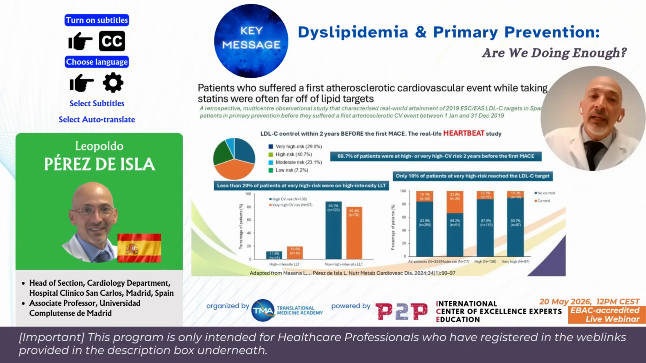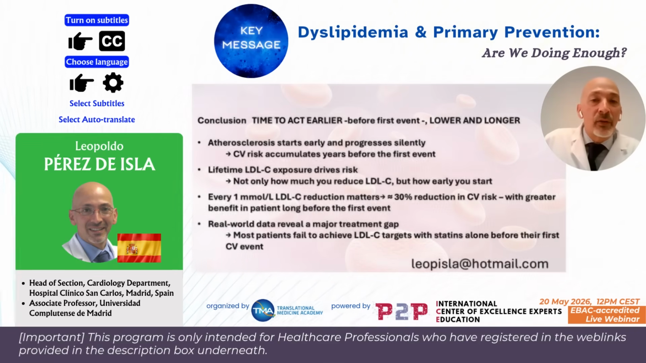In this study, in which we enrolled patients with a first acute myocardial infarction, we observed what happened in the 2 years before. And we saw that almost 70% of patients were at high risk or very high risk before this first MACE, that less than 20% of patients at very high risk were on high intensity lipid lowering treatment, and that only 10% of patients at very high risk reached the LDL cholesterol target. This means that we have room enough to fight against this increase in LDL cholesterol level, to decrease it, and to avoid these events, these acute coronary syndromes.